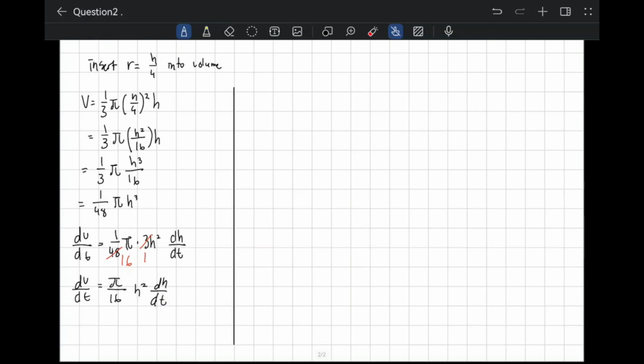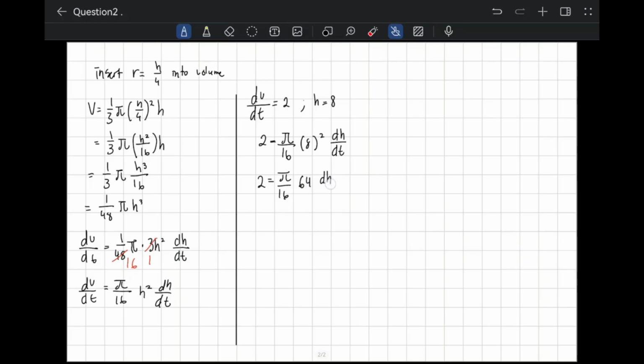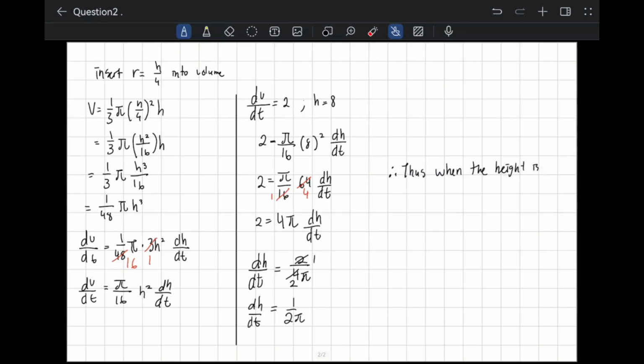So dV over dt is equal to 2 and h is 8. We insert this into the formula. So 2 equals pi over 16 times 8 squared times dh over dt. We can simplify it, and lastly we find that dh over dt equals 1 over 2 pi. Thus, when the height is 8 centimeters, the rate of the liquid level decreasing is 1 over 2 pi.